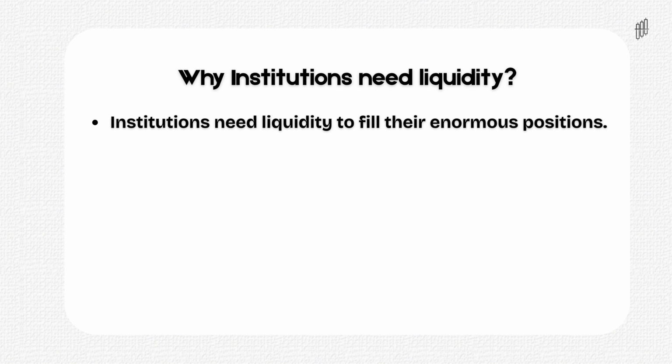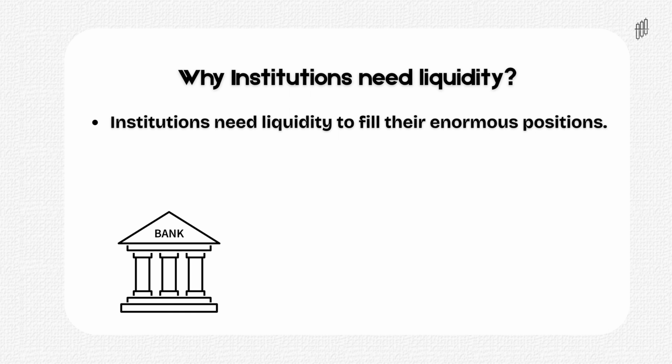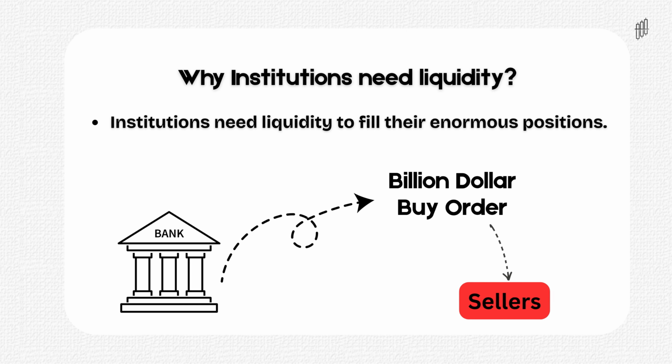Institutions need liquidity to fill their enormous positions. When a major bank wants to place a $1 billion buy order, they need $1 billion worth of sellers on the other side. They cannot conjure those sellers from thin air. So what do they do? They engineer the conditions that force retail traders to sell. They push price deliberately into areas where they know clusters of sell-stop orders are sitting, below obvious swing lows, below equal lows, below respected trend lines, triggering those stops and creating the flood of sell orders they need to fill their buy positions at the best possible price.